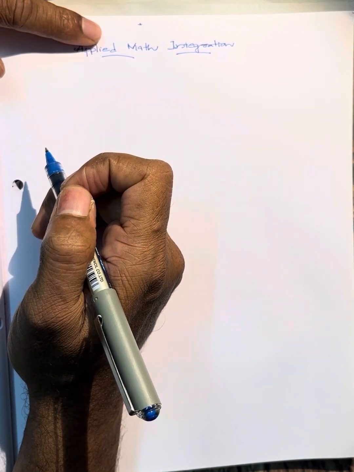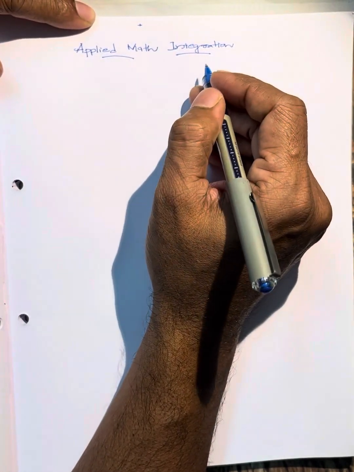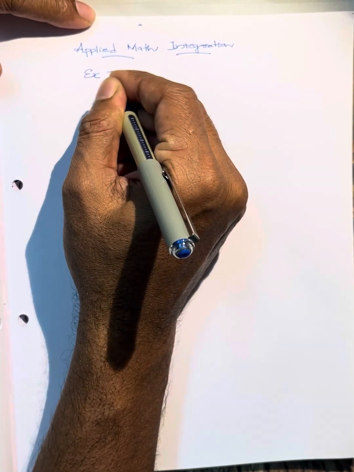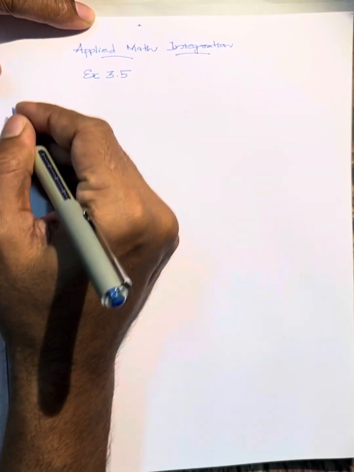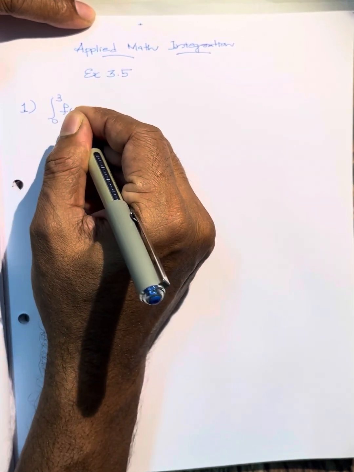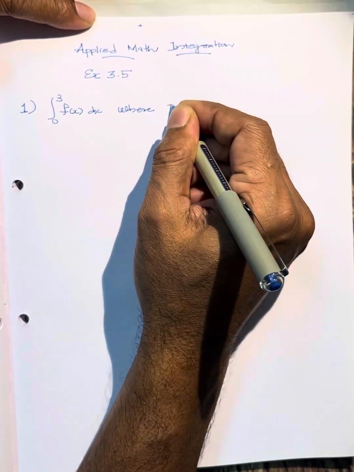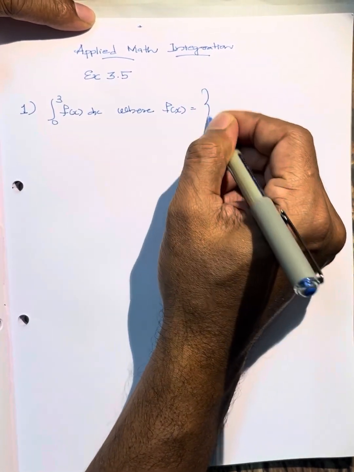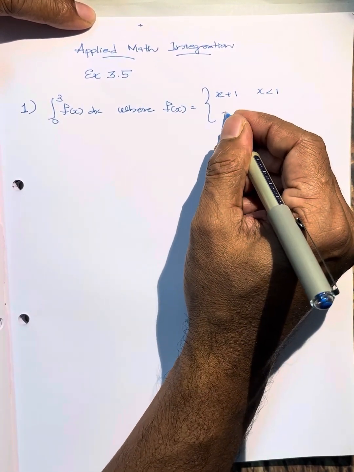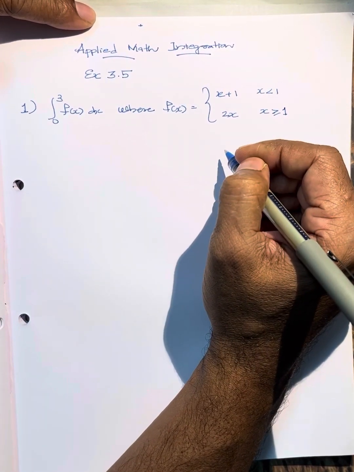Okay, we will start with the applied maths integration from NCERT material. Exercise 3.5. Question number 1. Integral 0 to 3 f of x dx, where f of x is equal to x plus 1 for x less than 1 and 2x for x greater than or equal to 1. This is how the question is.